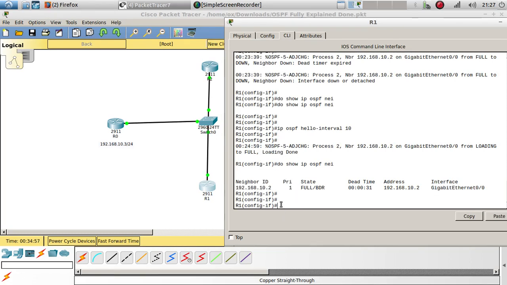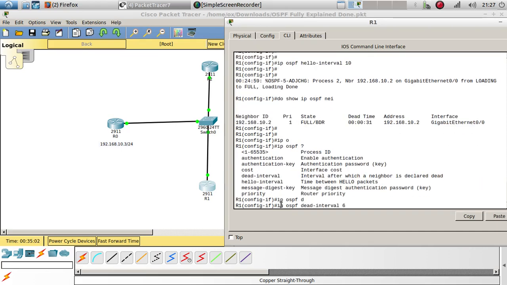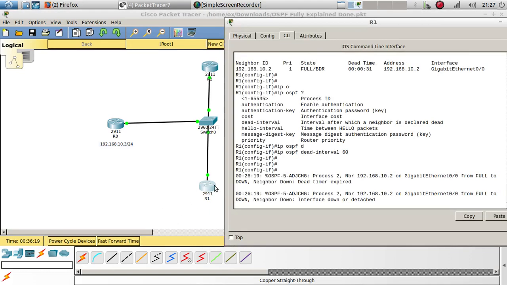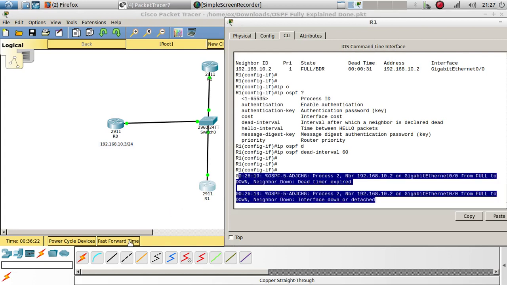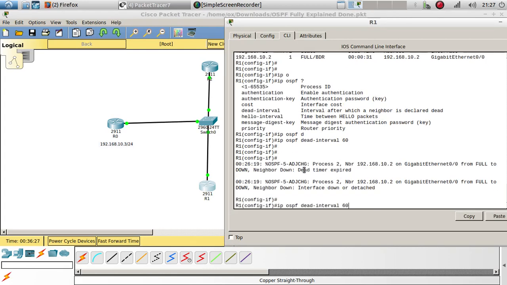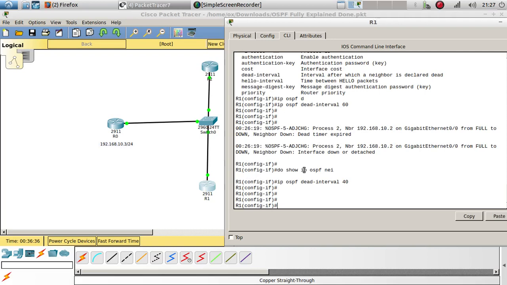Okay, and also if you're doing IP OSPF dead interval, set it to 60. If the dead interval does not match, because these two, router 2 and R0, are equal to 40, what's going to happen is that this one is going to go down. There we go. I just clicked on fast forward time right here, so we don't have to wait. And as you can see, now it went down, right? If we do a show IP OSPF neighbor, we don't have any. So let's go ahead and put it back to 40. Okay.